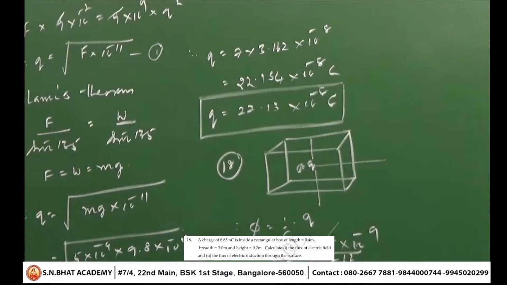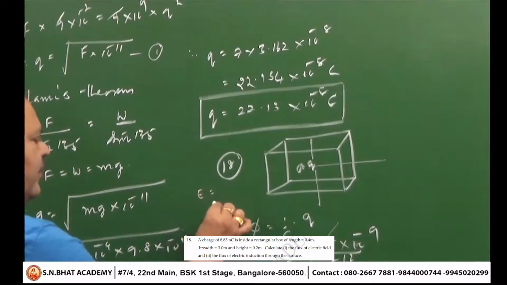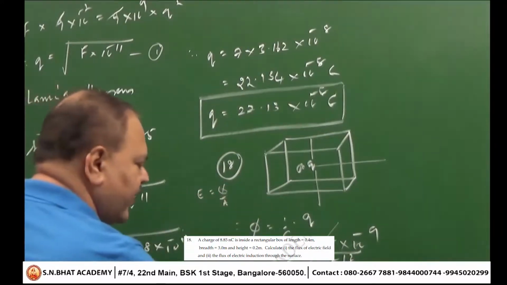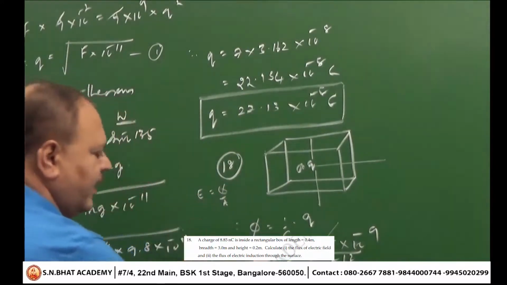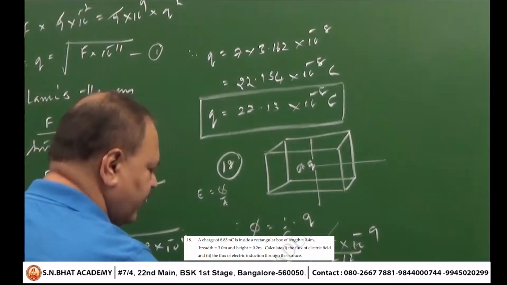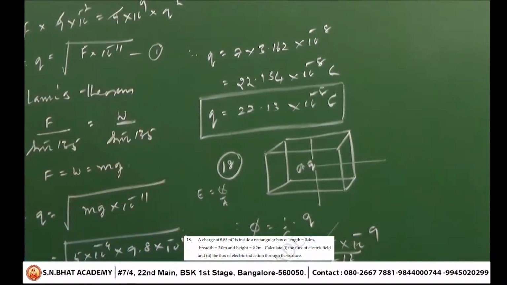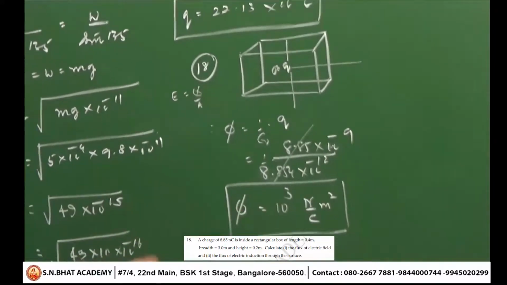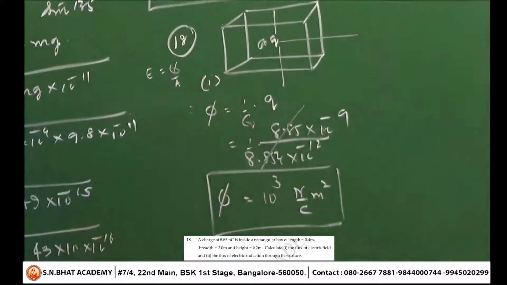Then what's the unit of electric flux? See, field is equal to flux by area, so flux is equal to field into area. The unit of the field is Newton per Coulomb, and for area, it is meter square. So the unit of flux is Newton per Coulomb into meter square. This is one part. In question 18, it's a sub question.